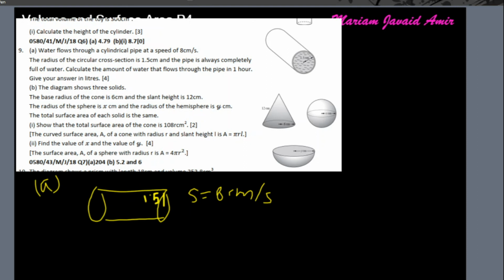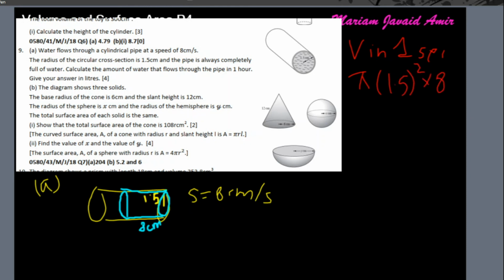Alright, so we're told that in 1 second 8 centimeters of water passes. So if this length is 8 centimeters, how much volume is being passed through the pipe in 1 second? We'll be finding that out first. The volume in 1 second will be pi r square h, which is pi times 1.5 square times 8, which is 56.54866 centimeter cube.